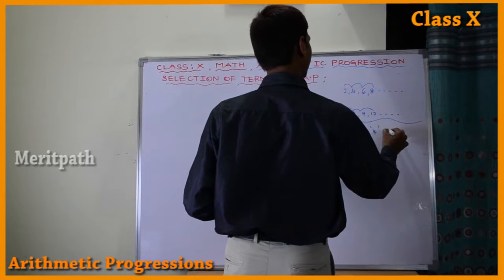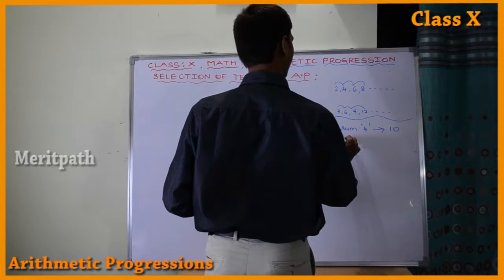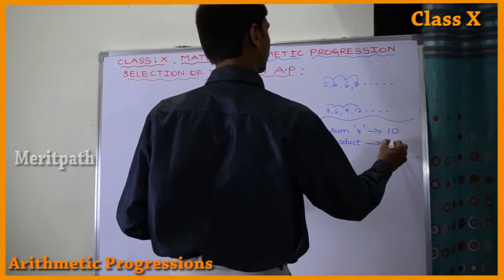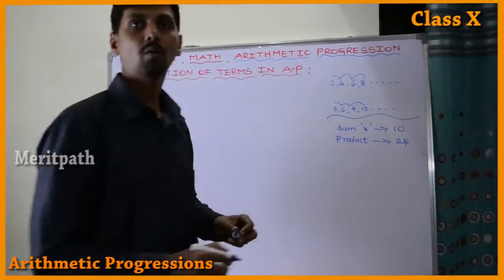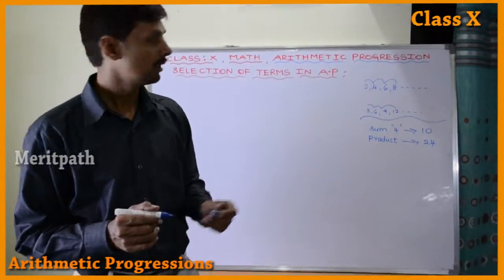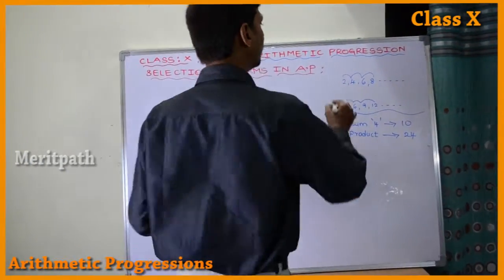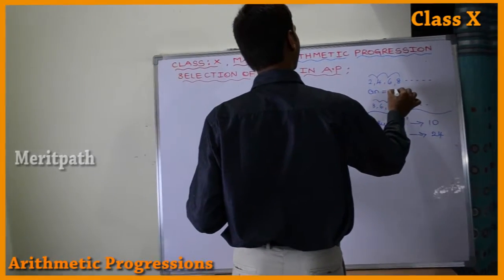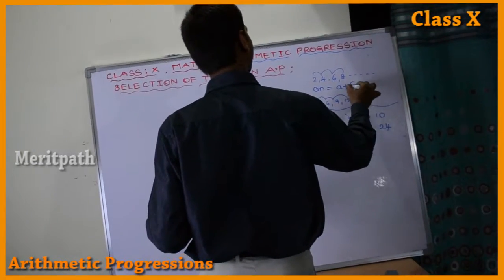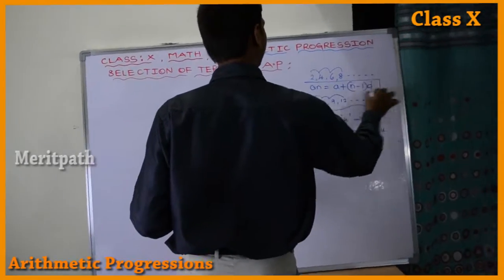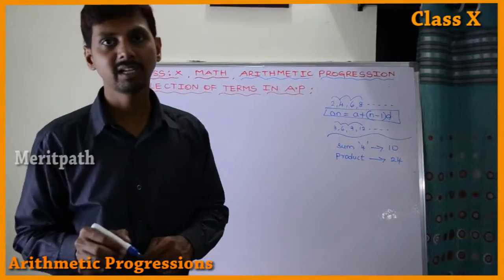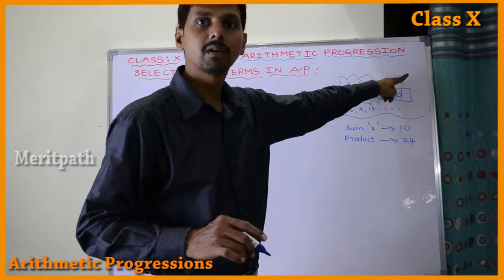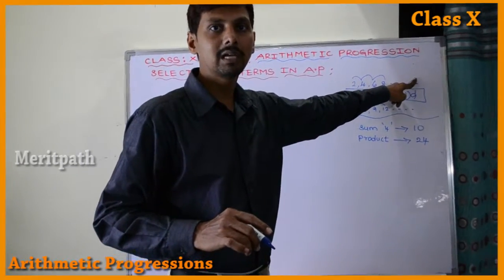If the problem is that the sum of four terms is 10 and the product of the terms is 24, what are the terms we need to find out? We use the formula generally an is equal to a plus n minus 1 into d. This is the general term in AP, used to find any term like the fifth term, sixth term, 100th term in AP.